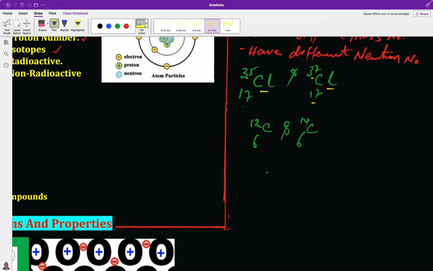An example of this is cobalt 60, which is used, whose rays are used to kill cancer cells in cancer patients. On the other hand, non-radioactive isotopes are stable atoms. These are very stable atoms.